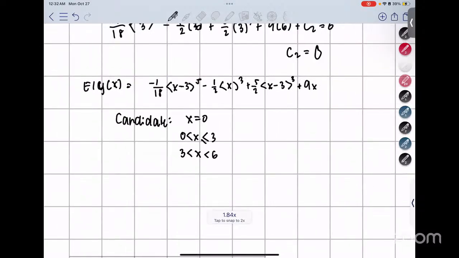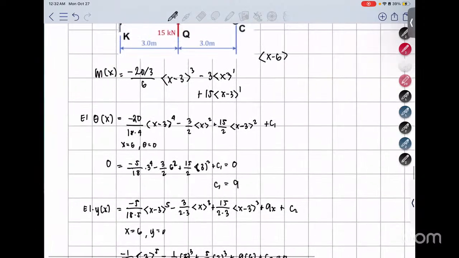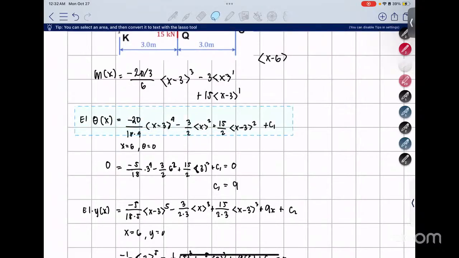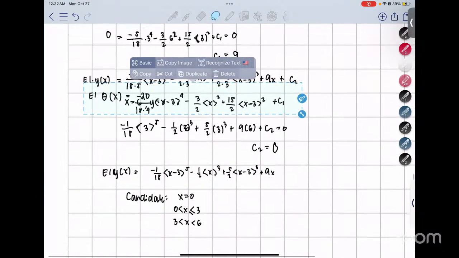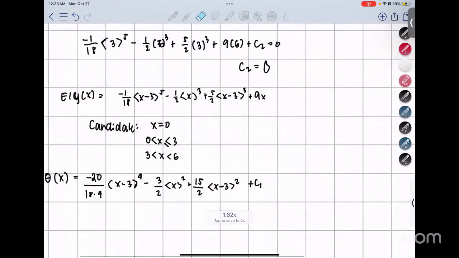And we'll have different functions for each. Remember, at the point of maximum deflection, the angle is instantaneously 0. So meaning, if you want to find the point of maximum deflection, we just have to find the point where the angle is 0. So this brings us back to our found na slope equation. But we solved C1 again, so you can just put it as 9.